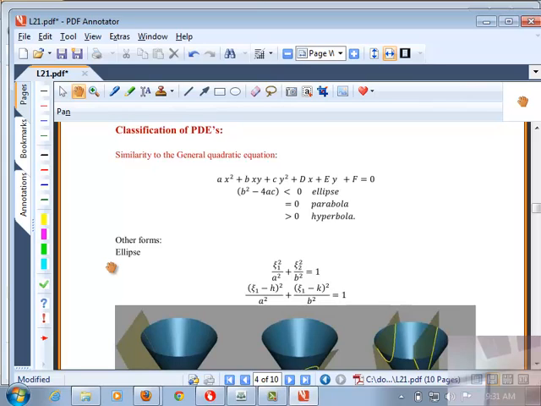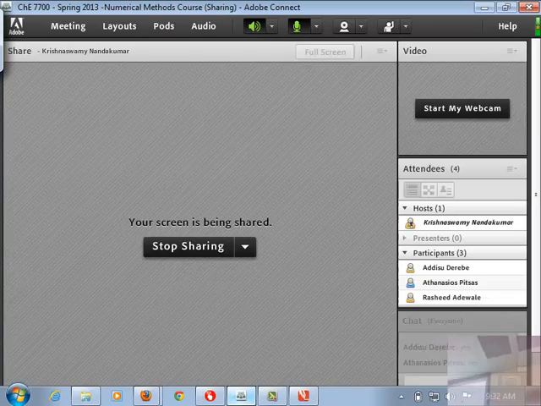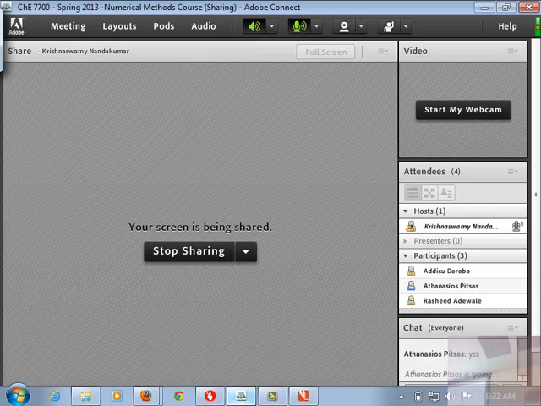So, classification of PDEs. How many of you have heard of these classifications? 1, 2, 3. Okay. How is the exposure of you guys? Have you heard of the parabolic, elliptic, hyperbolic classification of PDEs? Heard about it? That's okay. We will see a little bit more detail, more than just hearing about it. How do you actually, okay.